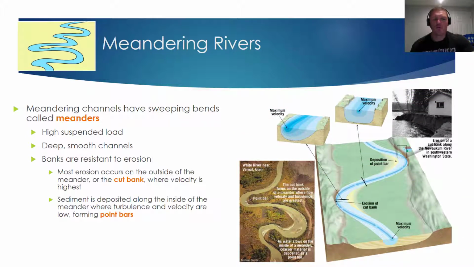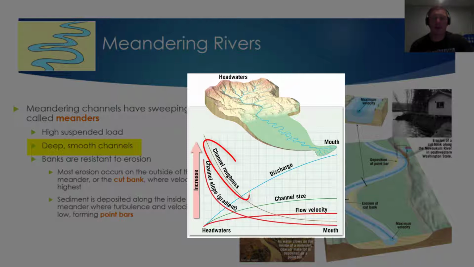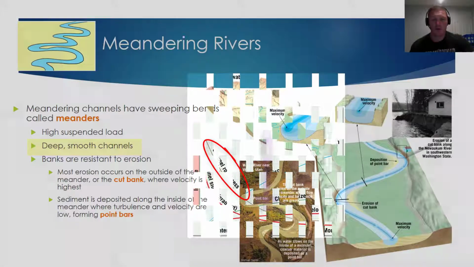Your meandering rivers will have very high suspended load. They can often look muddy and murky. They also tend to have deep, smooth channels, because remember, channel roughness drops off pretty drastically as you work your way from the headwaters towards the mouth of a river.